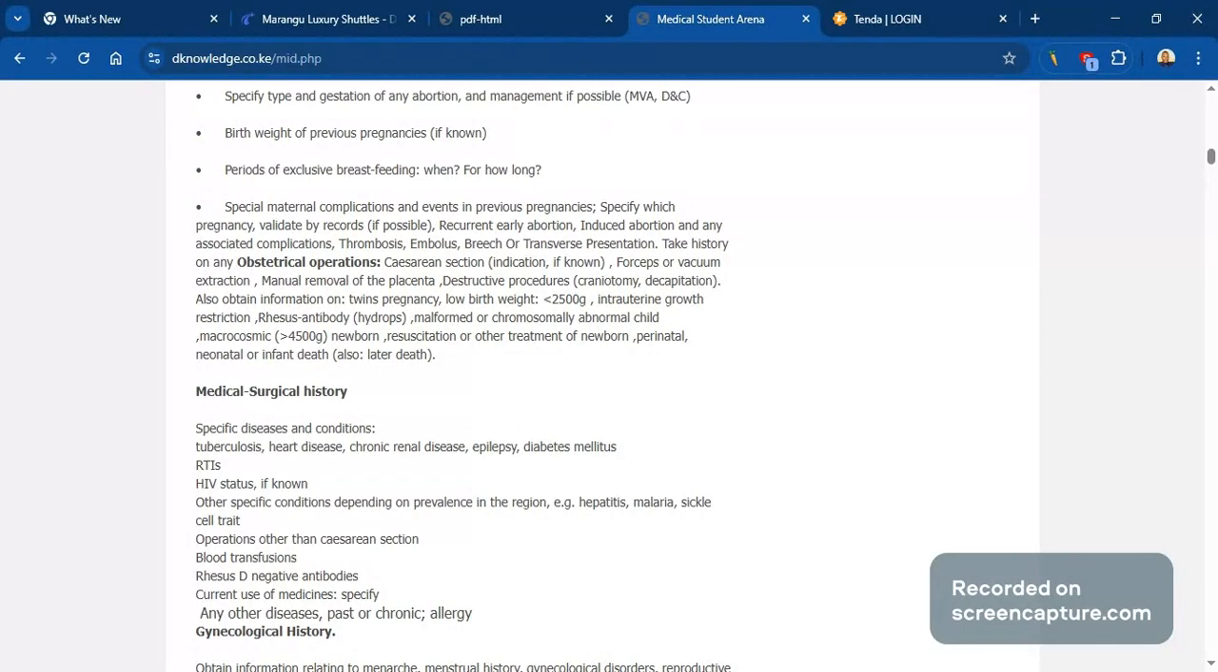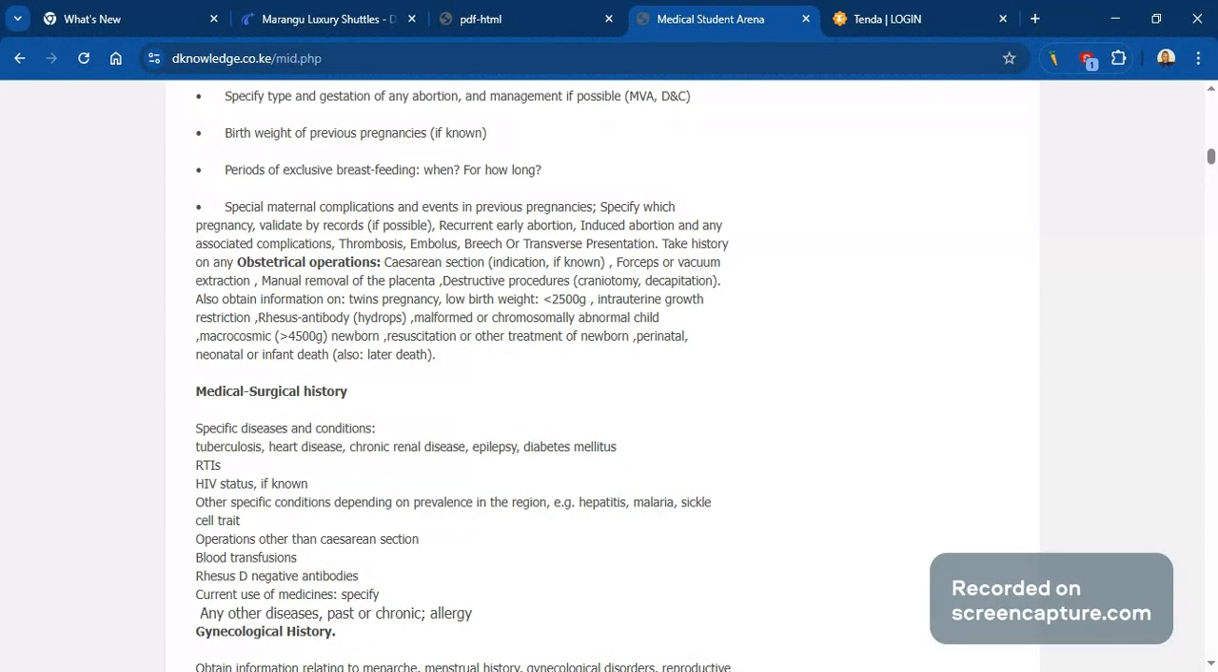Take history on any obstetrical operation: cesarean section, indication if known, forceps or vacuum extraction, manual removal of placenta, destructive procedures like craniotomy, decapitation. Also, obtain information on twin pregnancy. Low birth weight, like less than 2.5 kgs, 2,500 grams.